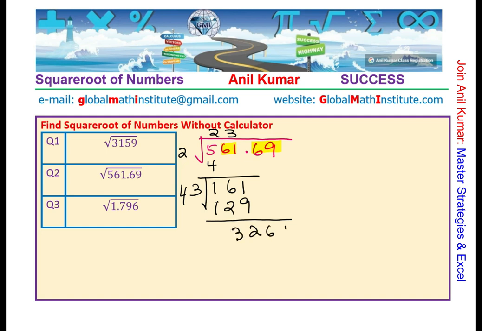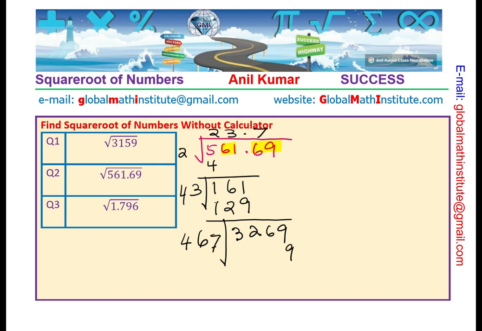Bring down 69, a set of two numbers, put a decimal, and twice 23 gives you 46. What number should come here? This is what you need to figure out. Well, 4 times 8 is 32, but 8 will not work since 8 times 46 is higher. Try 7. 7 times 6 is 42, and 7 times 4 is 28. So that might just work. So we'll put 7 here and 7 on this side also.